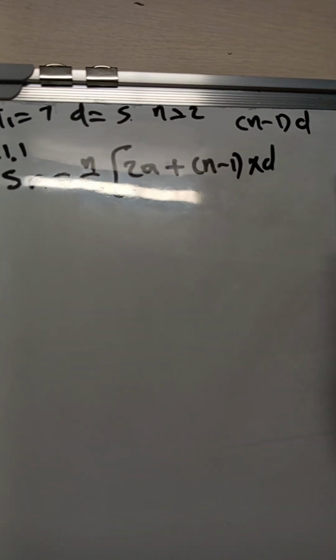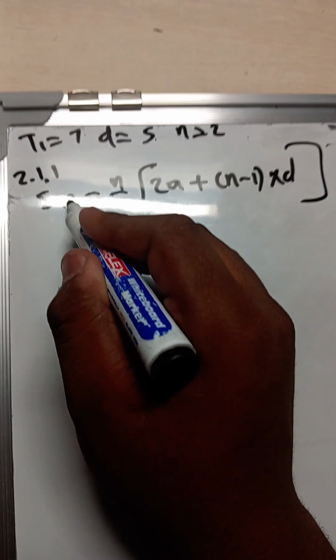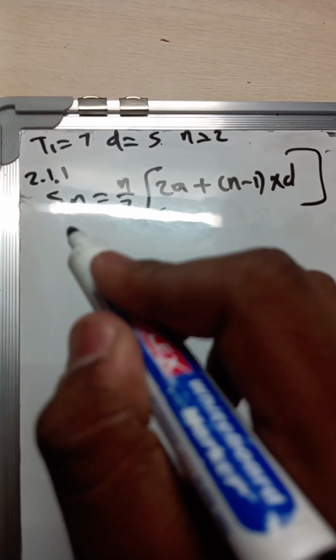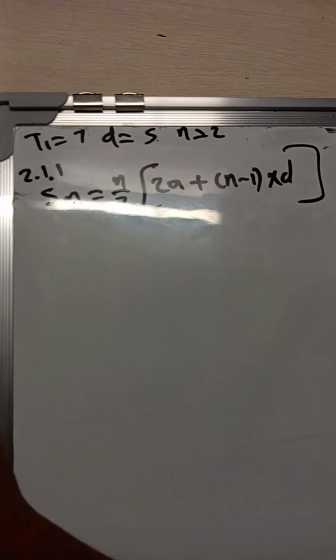Can you see that I wrote times d here? Because many of you make a mistake by saying n minus 1 and then writing the d. This is not mathematically correct. Then when you're done, you substitute. Where there is n, you put what? 20, because I have 20 terms.